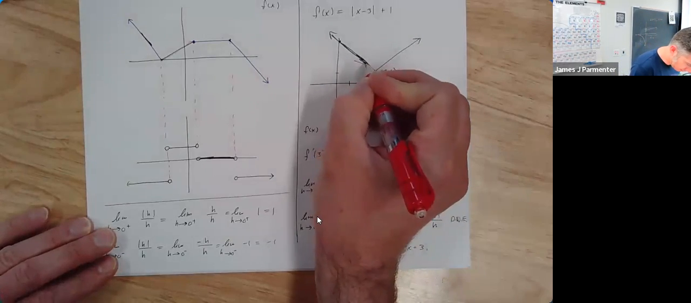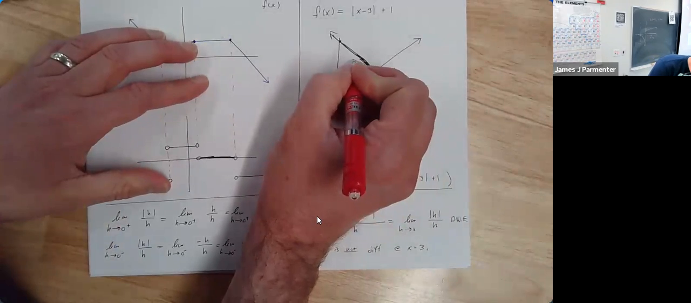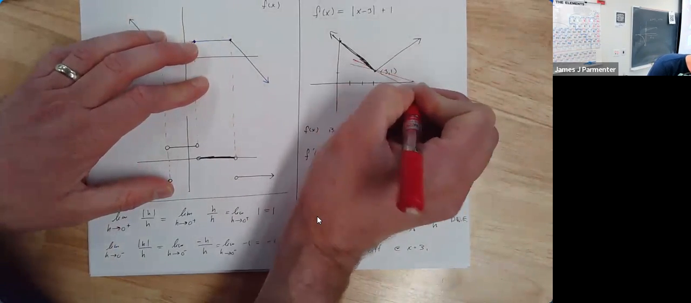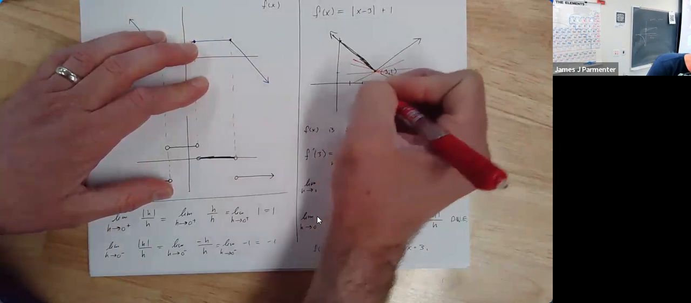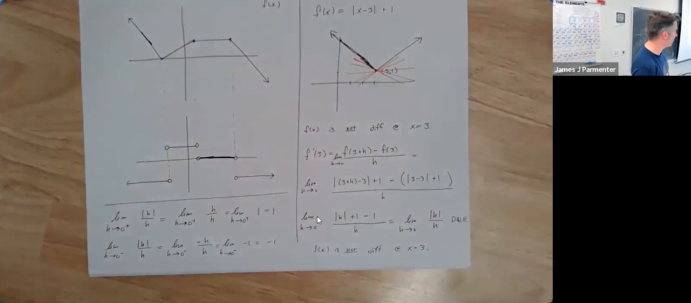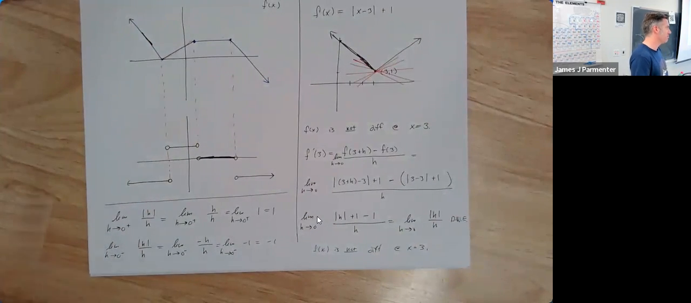Whoa, wow. Can I draw lots of tangent lines? Maybe. Here's a tangent line. Here's a tangent line. There's lots of funky tangent lines that all have different slopes because that point is pointy.